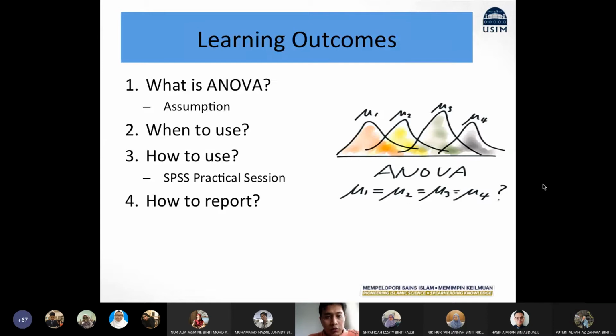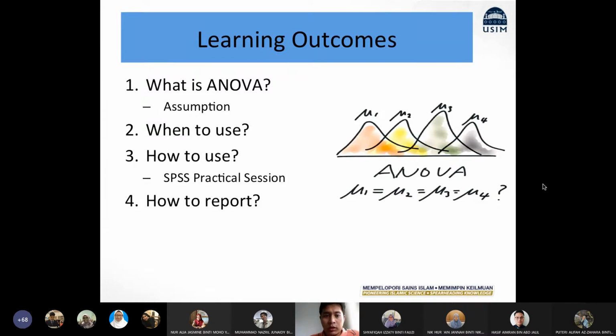Okay, for learning outcome, what is ANOVA? And then for any statistical test, what you need to know is when to use, how to use, and also how to report. Okay, the most important part is when to use lah. So whenever you have your objective and your variables, your independent and dependent variables, you need to know when to use. Okay, how to use is actually simple. Sebab how to use ni you can always refer to YouTube ke, tengok how they conduct dia or how they use the software. For today, we will use SPSS.